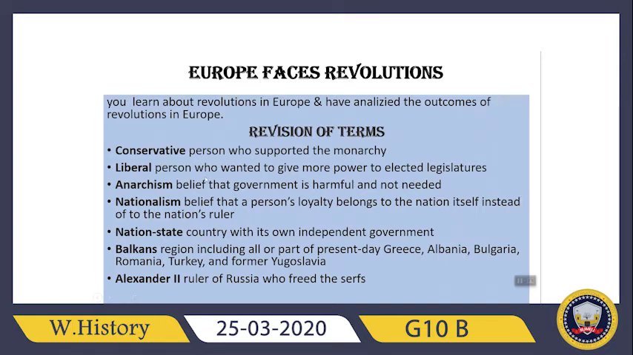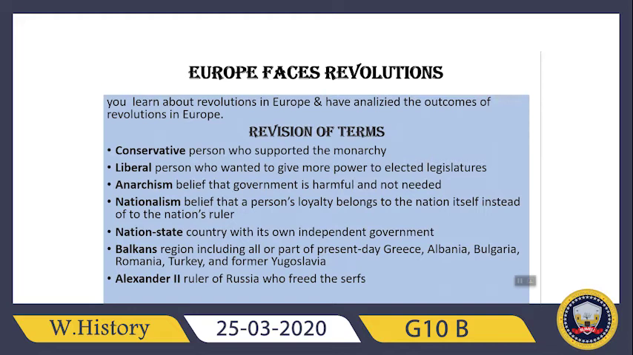Liberal is a person who wanted to give more power to an elected legislature, like the people of Congress. Then we have anarchism. Anarchism is basically a belief that government is harmful and not needed. It's a belief of a few people who think there is no need of any kind of government. Then we have nationalism. It is a belief that a person's loyalty belongs to the nation itself instead of the nation's ruler. Then we have nation-state. A nation-state means a country with its own independent government.